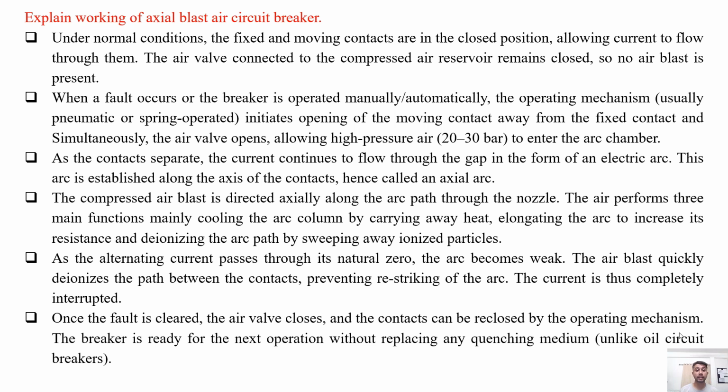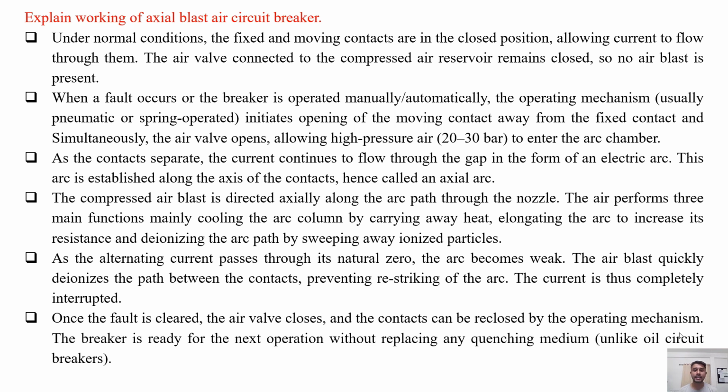Now when a fault occurs, or the breaker is operated manually or automatically, the operating mechanism, usually operated by pneumatic pressure or spring operation, initiates the opening of the moving contact away from the fixed contact. The moving contact moves away in the downward direction, and simultaneously the air valve opens, allowing the high pressure air to enter the arc chamber.